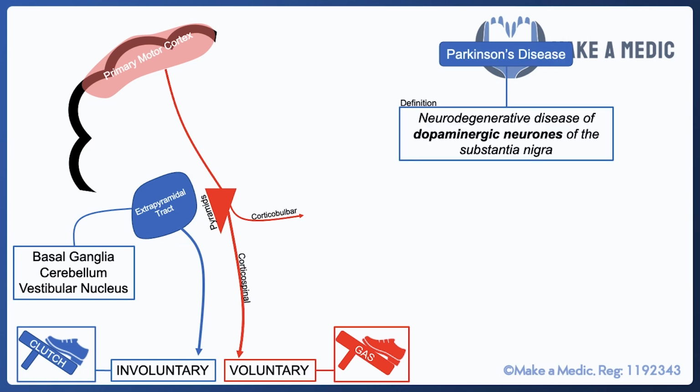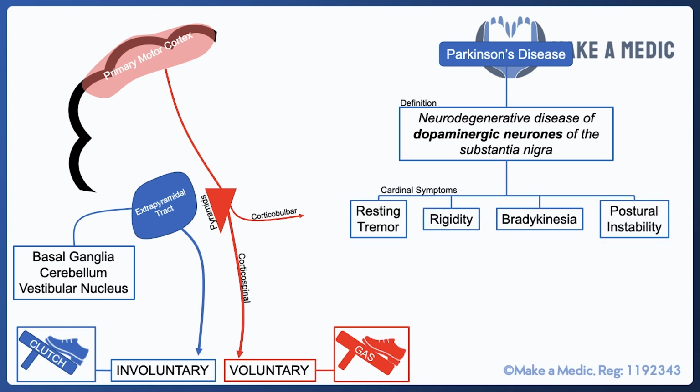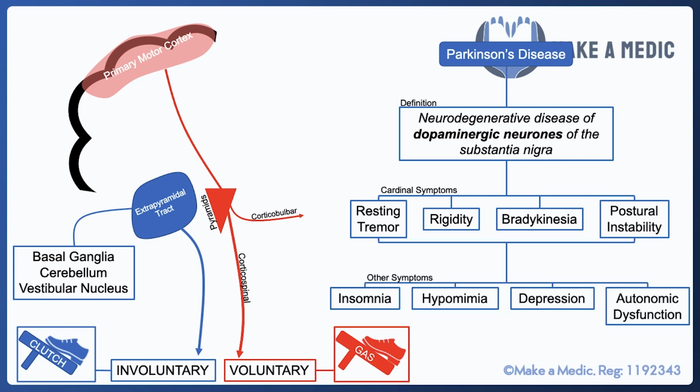So if we focus on Parkinson's disease now, it's defined as a neurodegenerative disease of the dopaminergic neurons of the substantia nigra, and the cardinal symptoms are a resting tremor that's usually asymmetrical, rigidity, bradykinesia, and postural instability. So you can see that all of these are movement-related problems, and it's because the extrapyramidal tract is not working quite as well as it should. There are a bunch of other symptoms as well which are associated with Parkinson's disease, such as insomnia, hypomimia, so the lack of facial expressions, depression, and autonomic dysfunction.